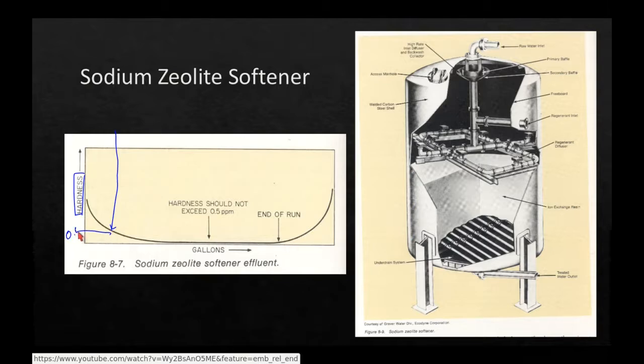So maybe, I don't know, maybe that's 0.5 parts per million. At that point, I'm going to put it into service, and the hardness is going to continue to drop, and then it'll stabilize. It should be pretty much zero. And then we reach something called the end of the run. So between those 2 points, what we have is called a service run.